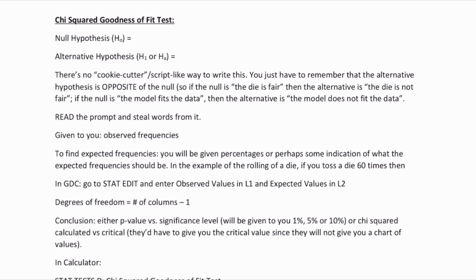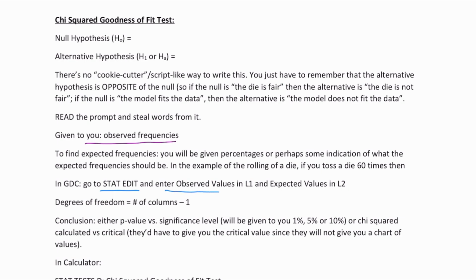And the main thing here is look at the words they are using. What is it that you're trying to determine? Then do your best to write down the null hypothesis, and the alternative hypothesis is always the opposite of the null hypothesis. The observed frequencies, once again, should be given to you. In this case, to find expected frequencies, you're not going to put this into a matrix. The rest of these tests are put into stat edit. So you would have to go to stat edit.